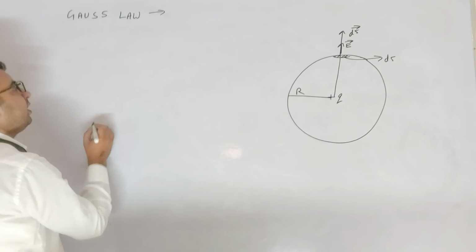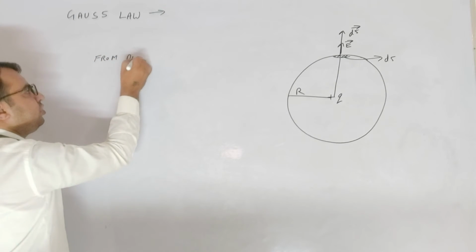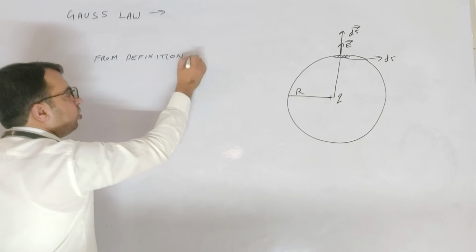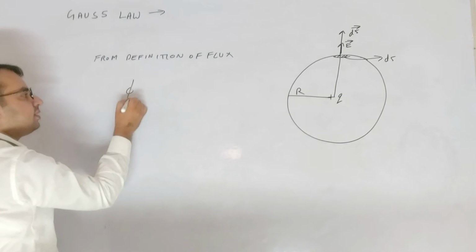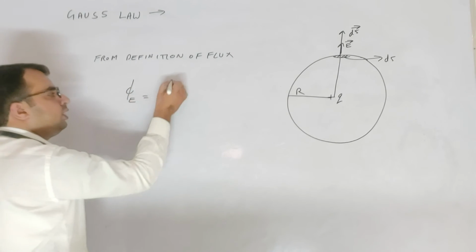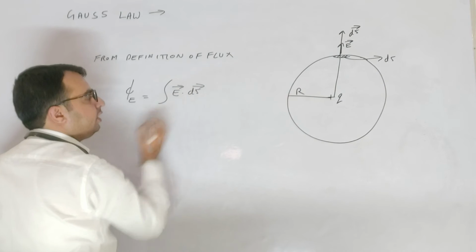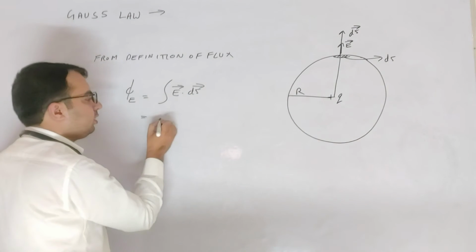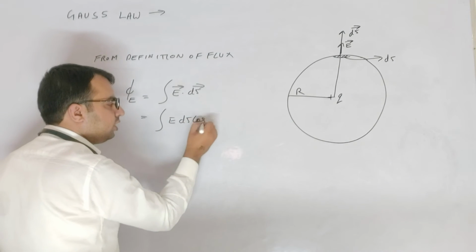From the definition of flux, flux is equal to integral of E vector dot ds vector. So we will be just opening up the dot product. So it will come E ds cos theta.